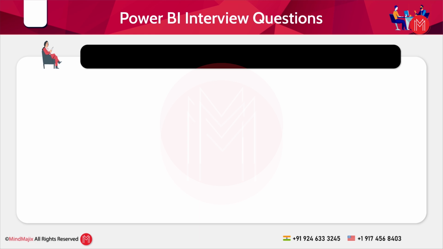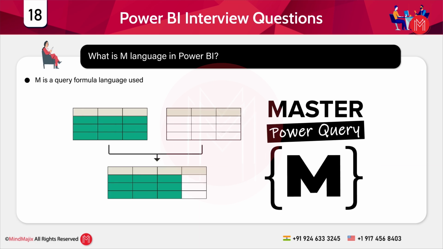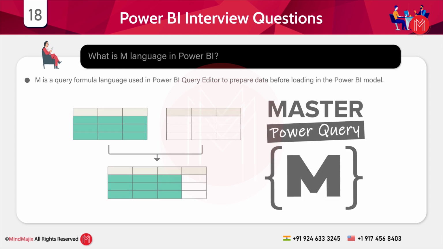The next important question over here is, what is M language in Power BI? M is a query language used in the Power BI query editor to prepare the data before loading it in the Power BI model. Power Query works with Excel, Analysis Services, and Power BI workbooks as well. Its core functionality is to filter and combine, that is, to mash up data from one or more rich collections of supported data sources. And any such data mashup is expressed using the Power Query M formula language.